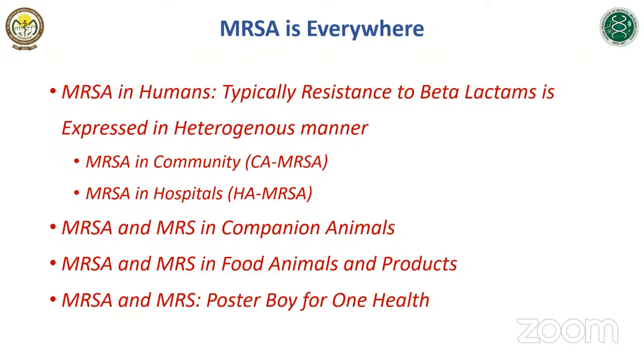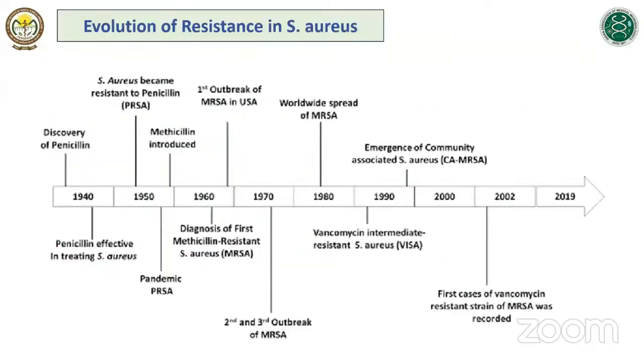Epidemiologically speaking, the classical definition of MRSA used to be divided into community-acquired MRSA and hospital-acquired MRSA. It has been very commonly seen that most of the strains and isolates have been acquired from companion animals, food animals and food products. Basically, you can say MRSA is the poster boy for One Health, just the way Salmonella is.